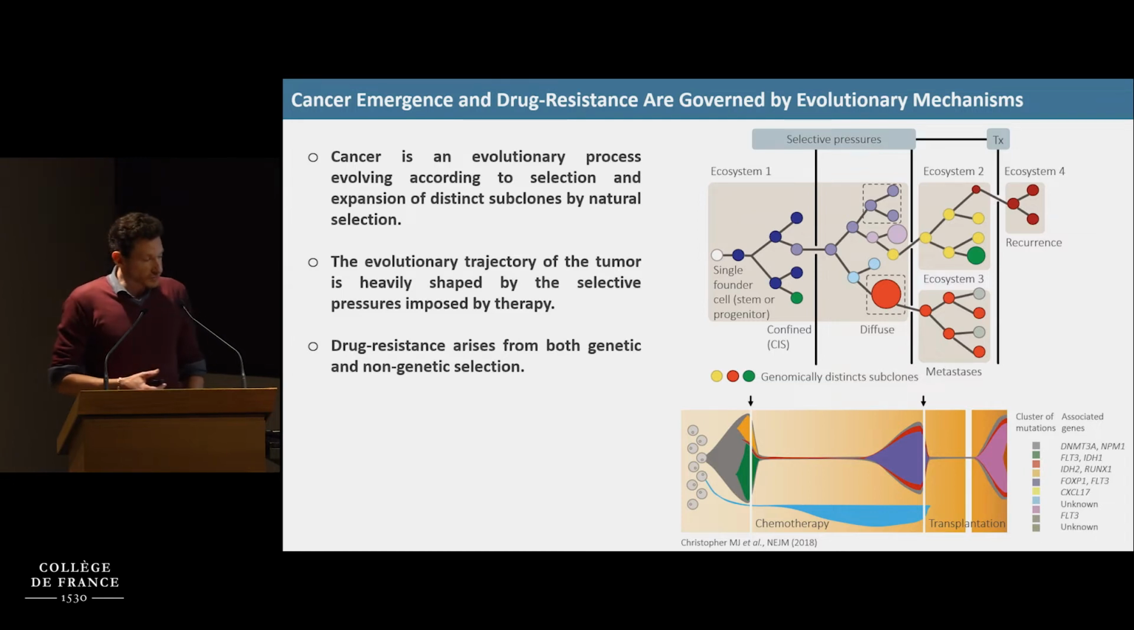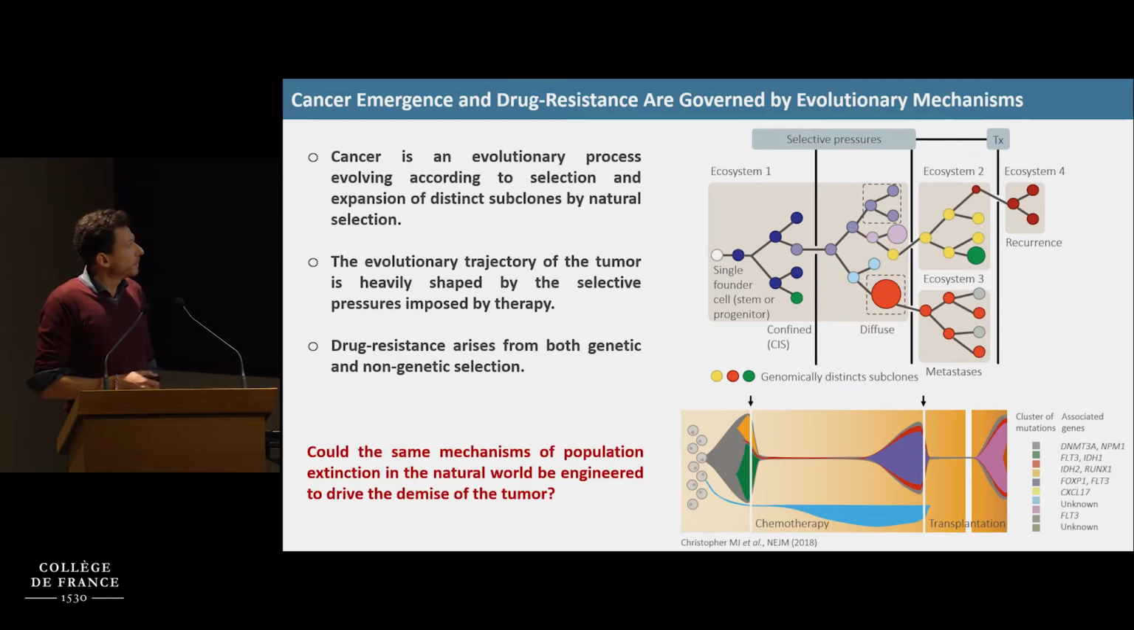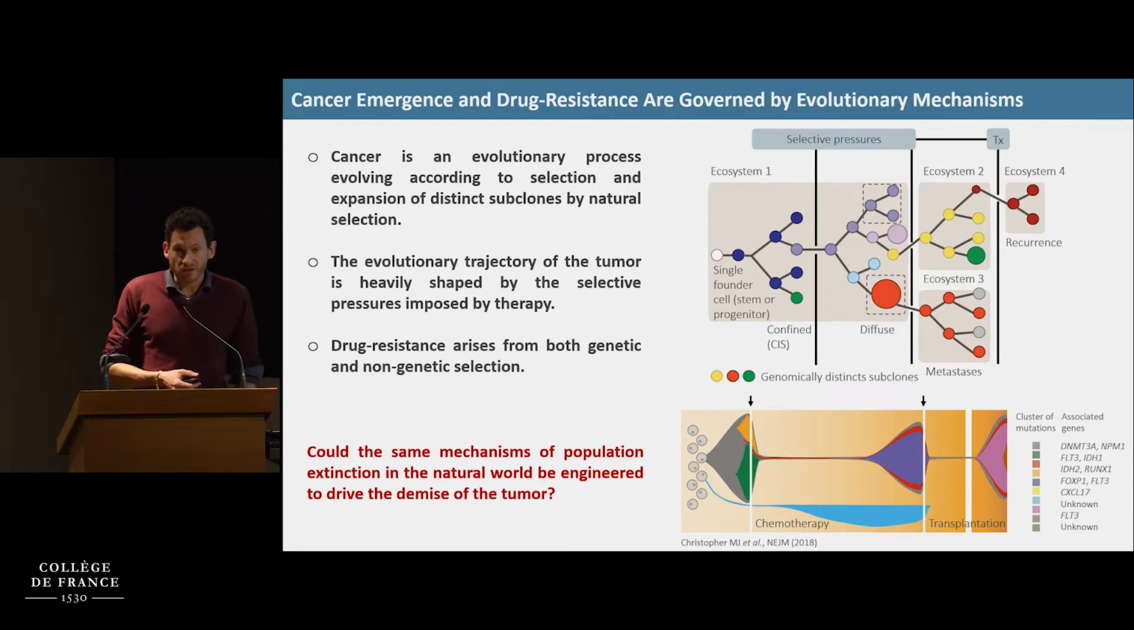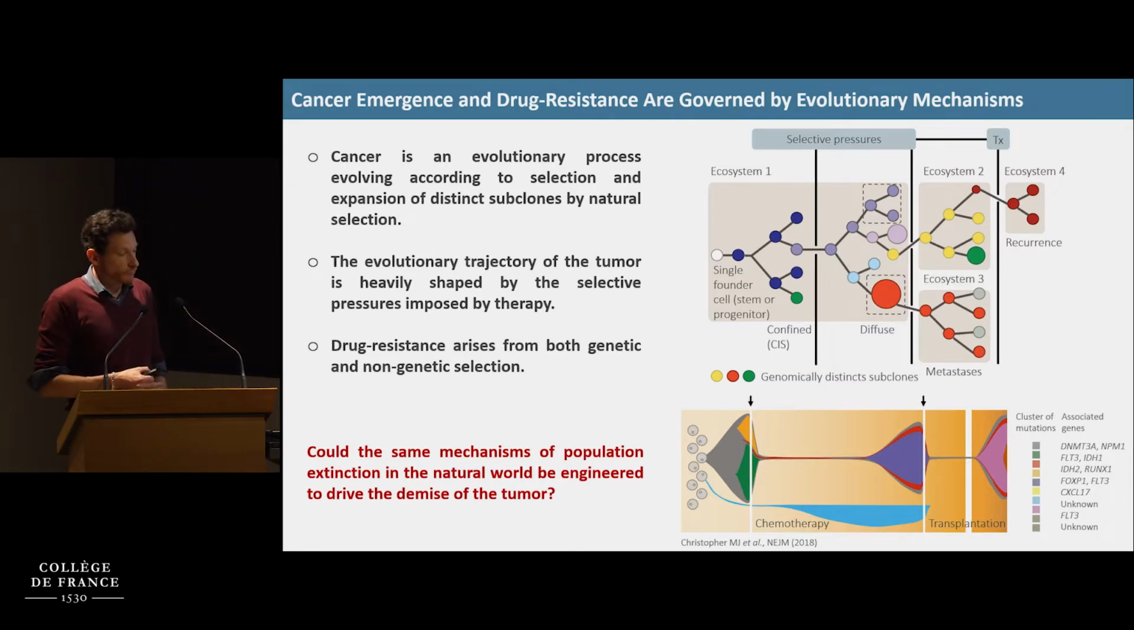Since then, other studies have also established that drug resistance can also occur by non-genetic selection, mostly through the rewiring of the epigenetic landscape of the cells. So the long-standing view that the cancer evolution can follow the same pattern as natural evolution led us to wonder whether the same mechanisms of population extinction as those seen in the natural world could be engineered to drive the demise of the tumor.